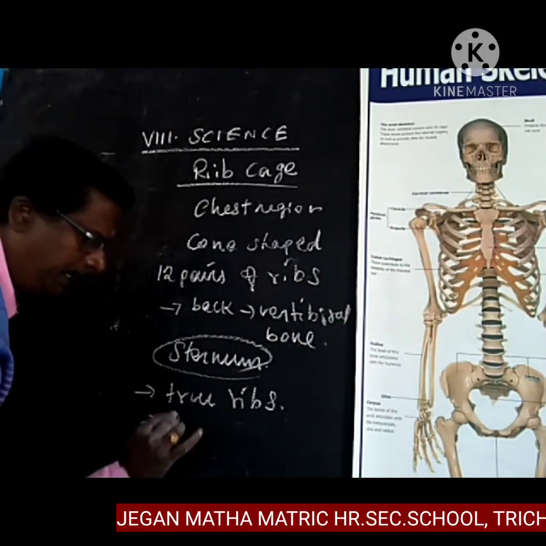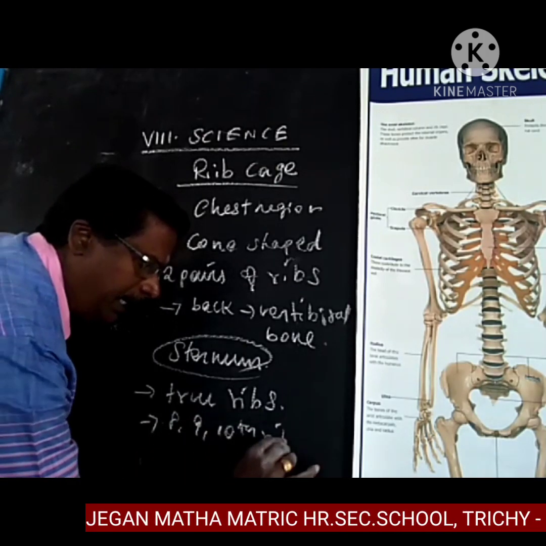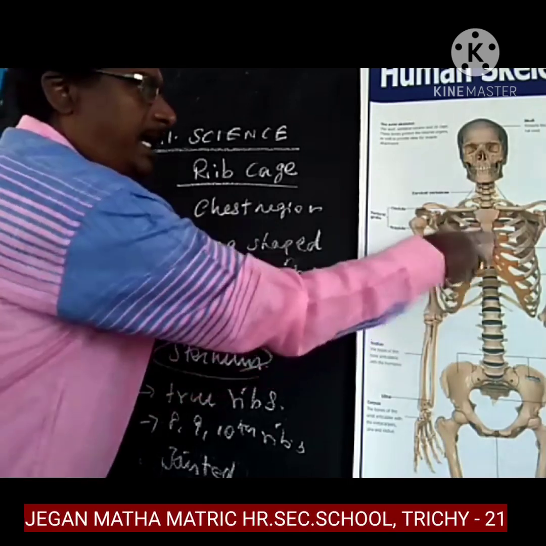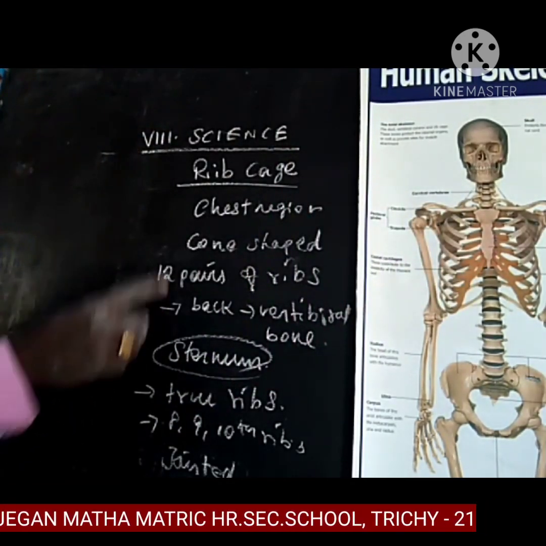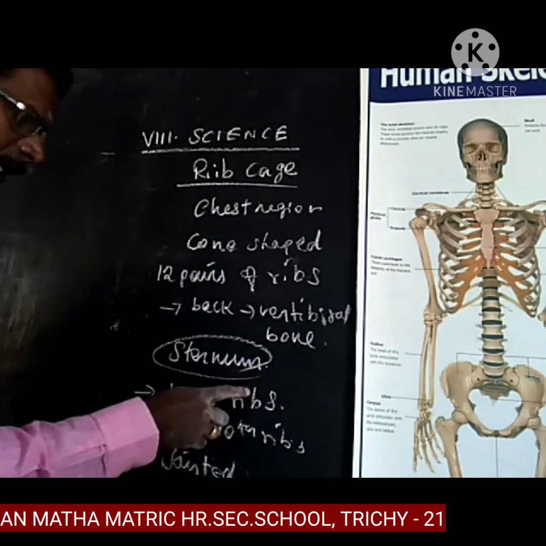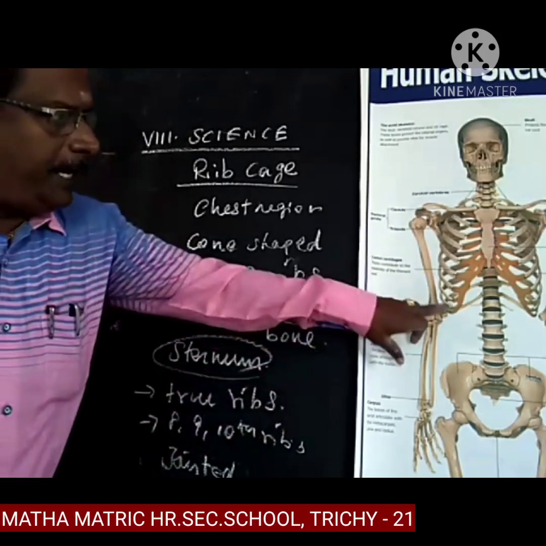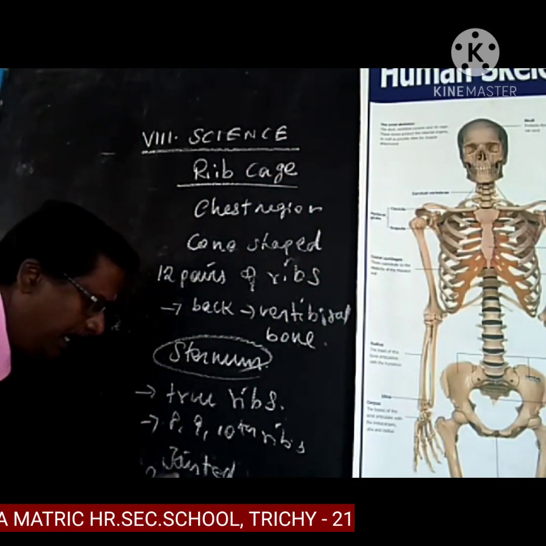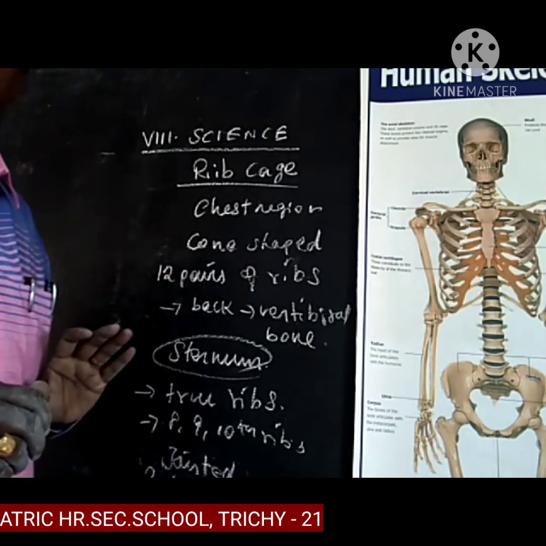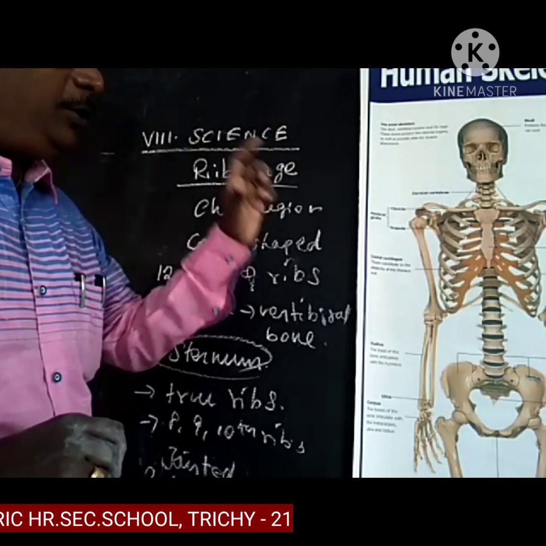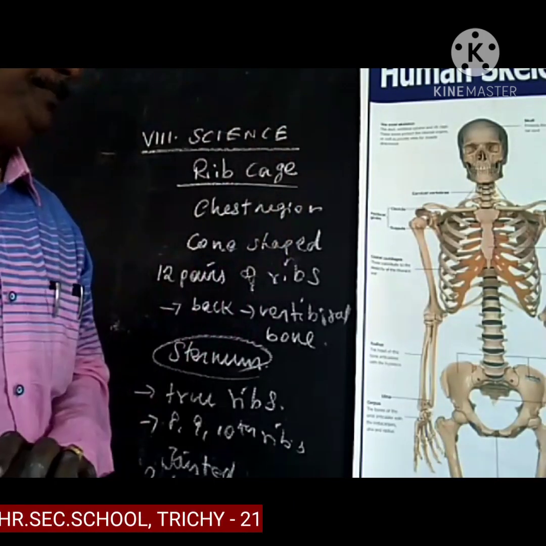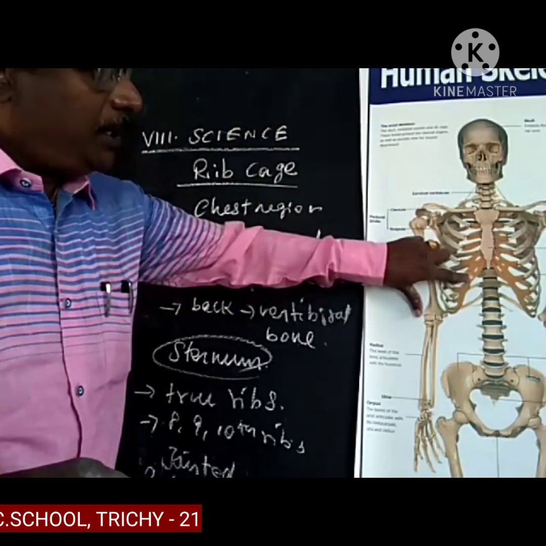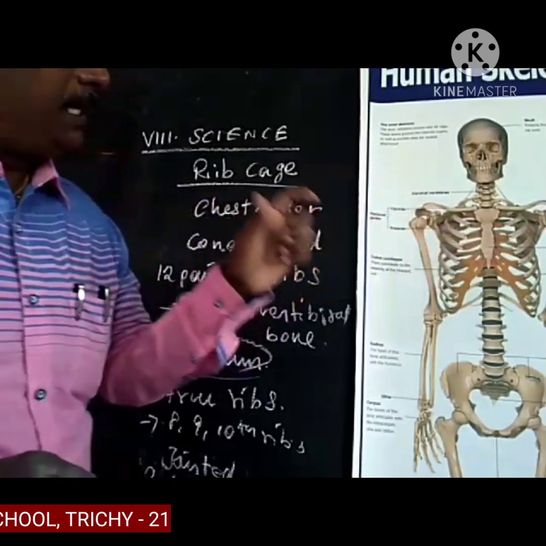Then the 8th, 9th and 10th ribs join together and finally attach to the 7th rib. They are not directly joined with the sternum, so they are called false ribs.